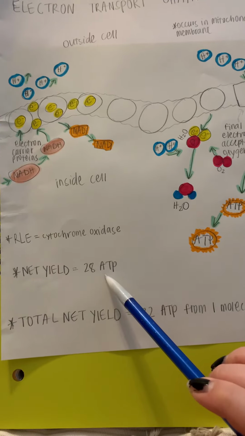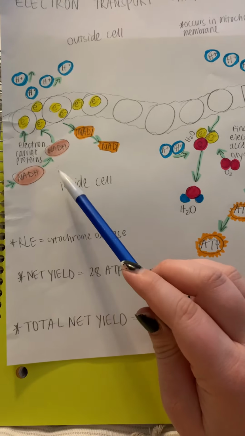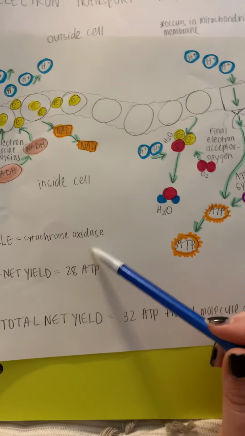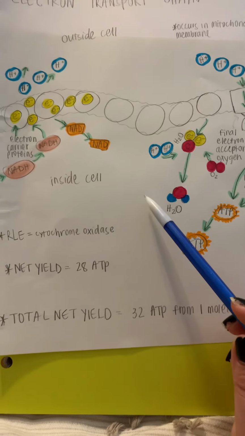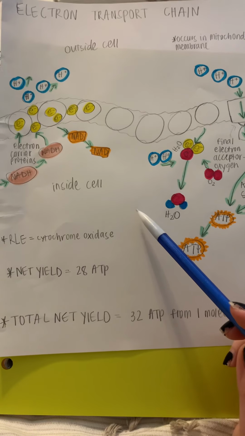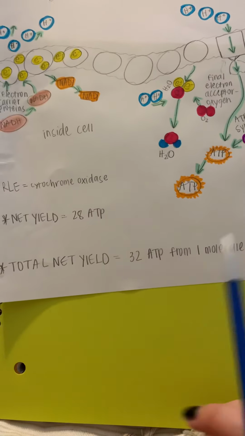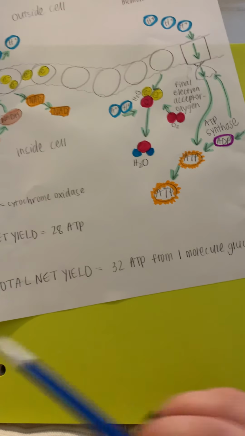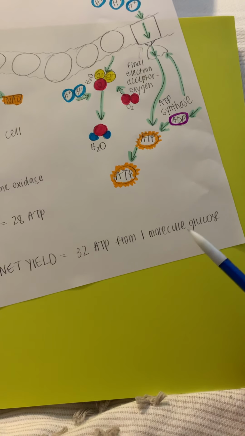The net yield from just the electron transport chain is 28 ATP. This is based on how many NADHs or FADH2s you had. And also remember, this could be slightly different based on whether we started with glucose or glycogen at the very beginning of glycolysis. But anyways, for this example, we get to 28 ATP. And the total yield for glycolysis, Krebs cycle, electron transport chain, the whole thing, is 32 ATP from that one molecule of glucose that we started with.